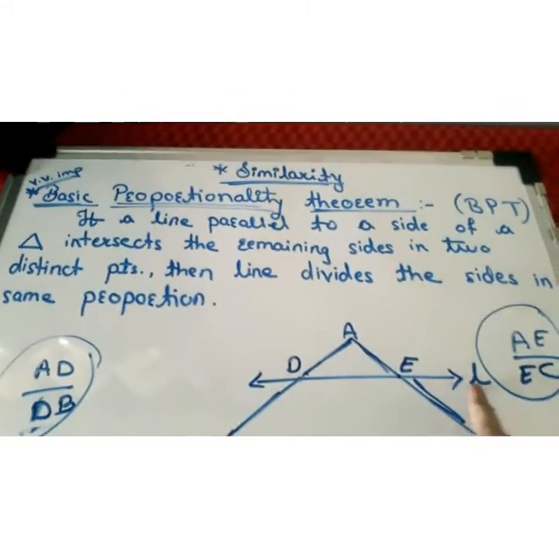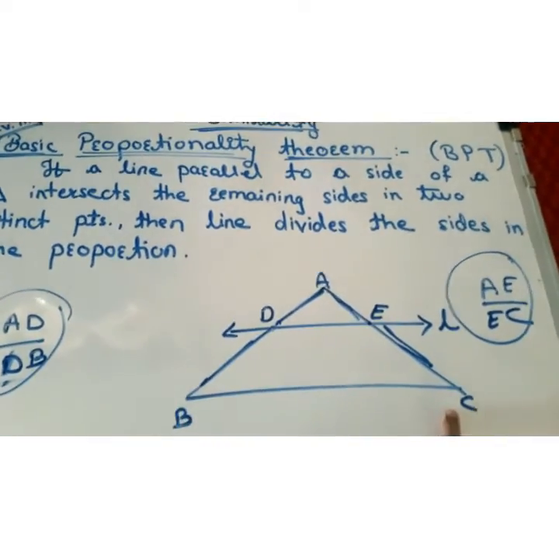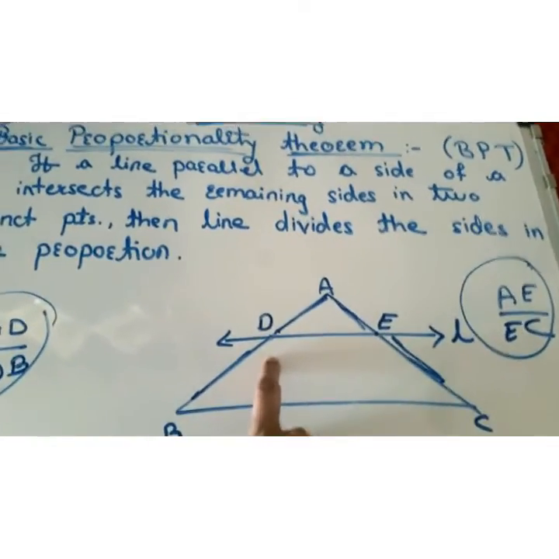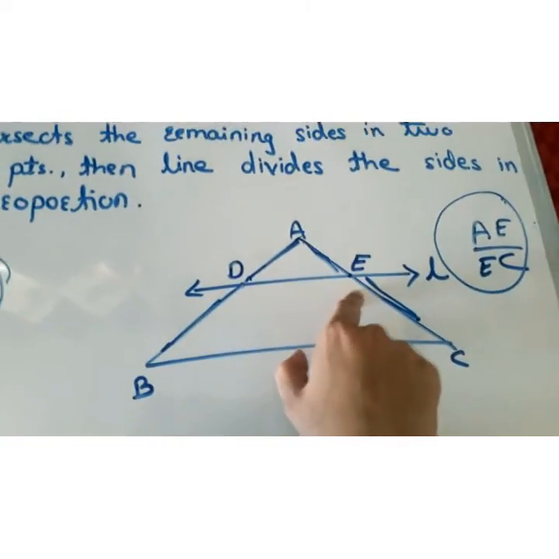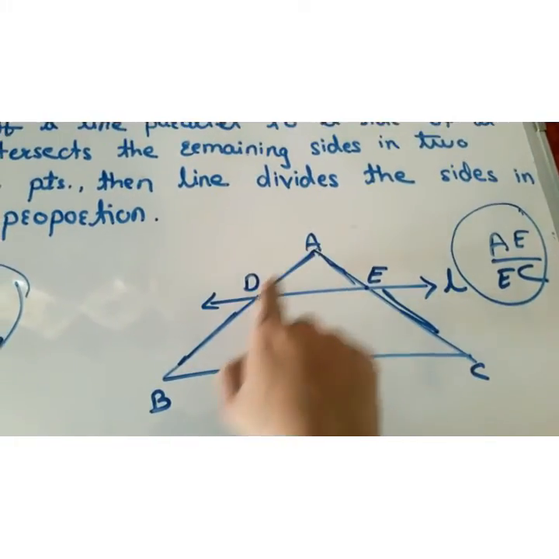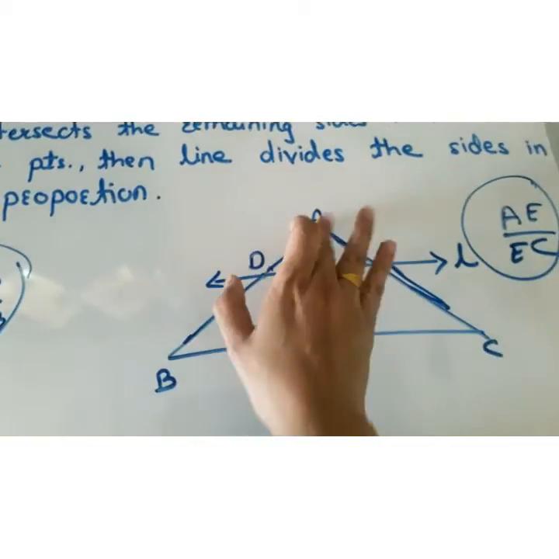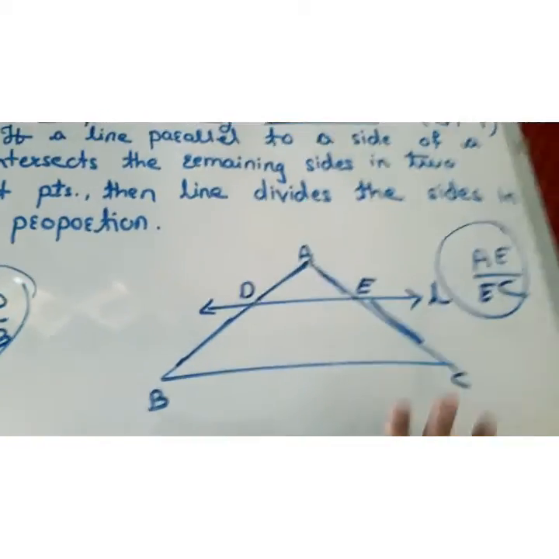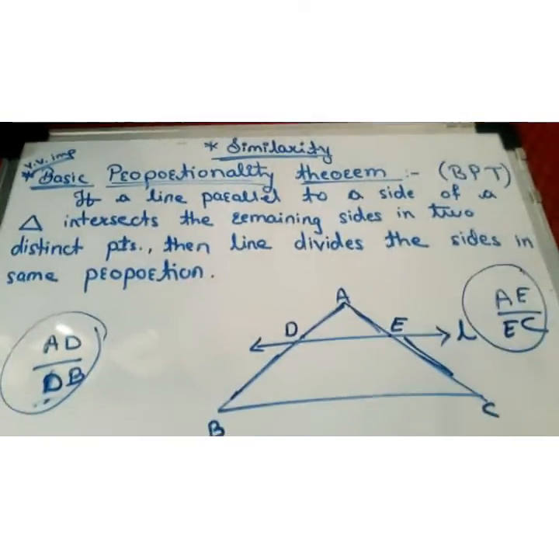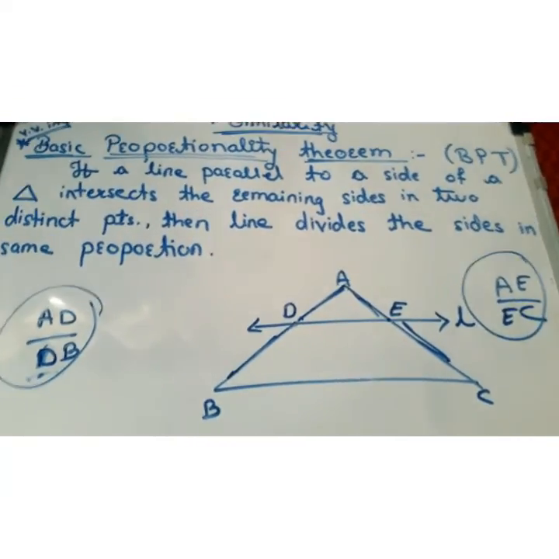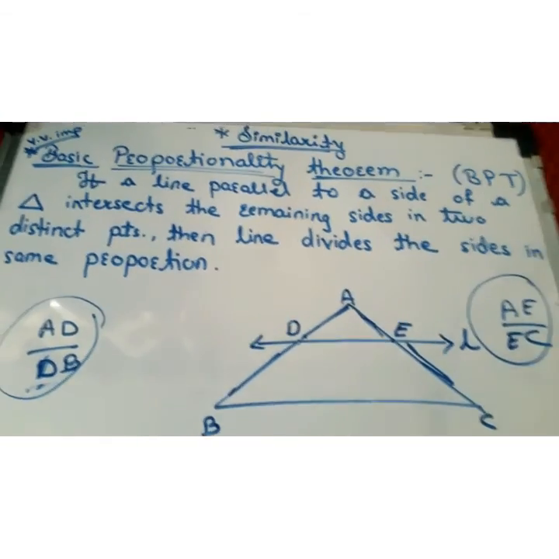A line is parallel to any side of a triangle, then that line will divide the remaining two sides in two distinct points, and then the line divides the sides in the same proportion. That is, the two proportions are equal. This is nothing but the Basic Proportionality Theorem. This is the statement, but we have to prove that this statement is true. That is, we have to prove this theorem.